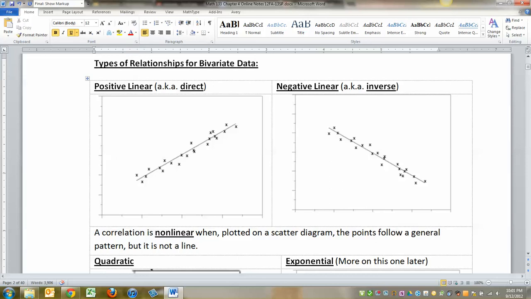By the same token, let's say as exercise goes up, weight goes down, right? So you put exercise down here on this little guy, right? And then weight over here on the y-axis. That would be a negative relationship because the more you do one, the lower the other one is.